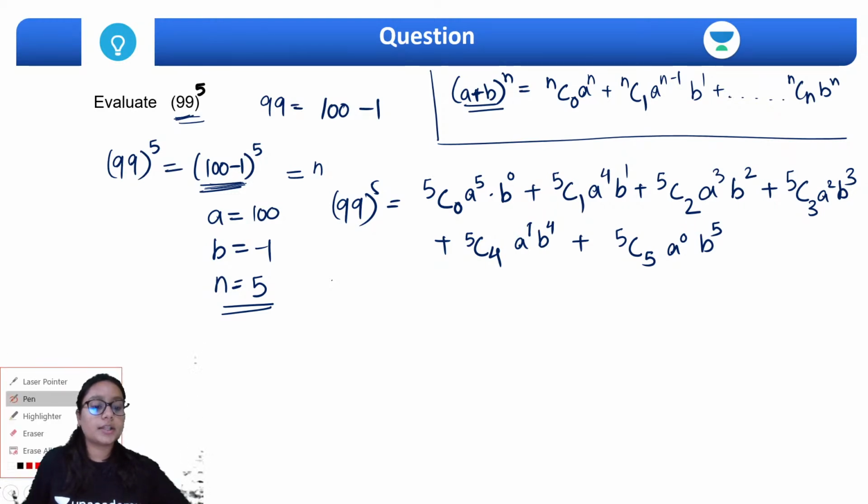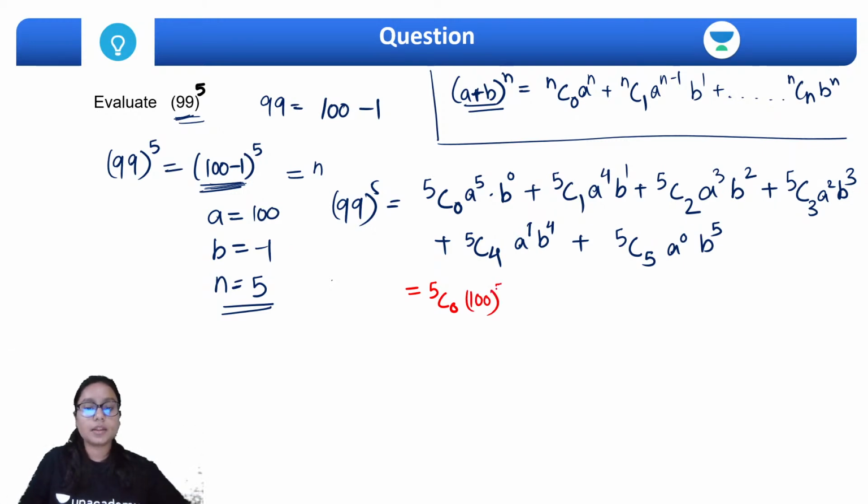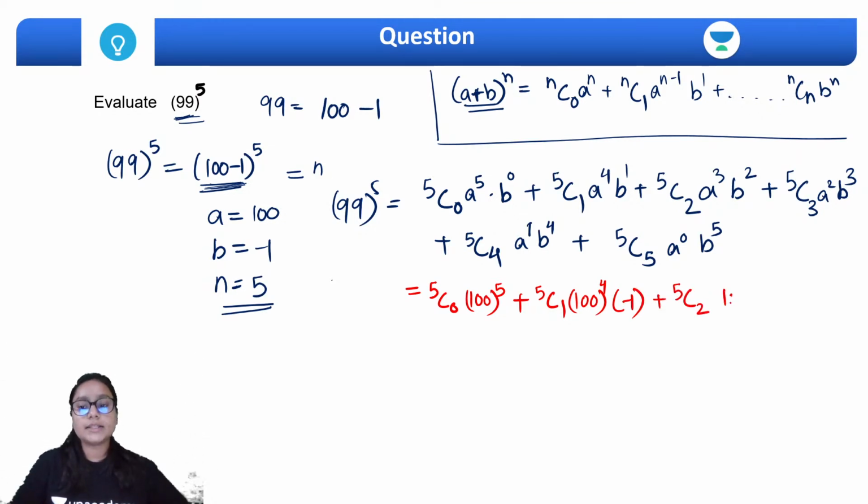So now let's put in the values of a and b and see what we get. I will get this as 5C0. What is a raised to the power 5? 100 raised to the power 5. What is b raised to the power 0? This is 1. Then we have 5C1. What is a raised to the power 4? 100 raised to the power 4 into b, b is minus 1. Next term 5C2, a cube means 100 cube, plus b square, which is minus 1 whole square. Next term 5C3, a square. What is a square? 100 square.